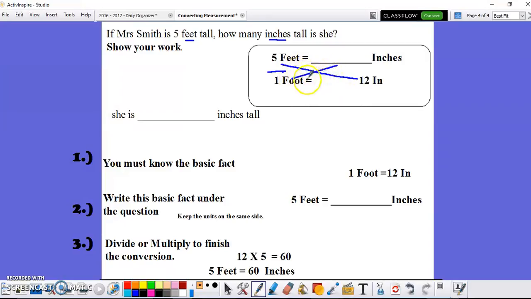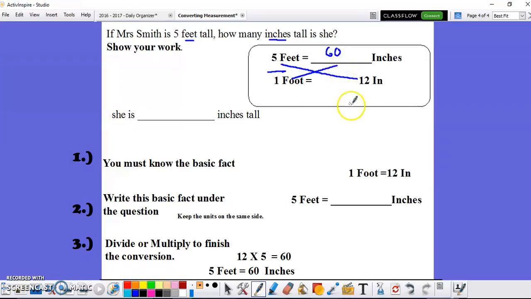That X reminds me of a multiplication symbol. So because I'm connecting my 5 to my 12 and my foot to my inches, it's my multiplication. So as you can see, the main difference here is I'm going to multiply. 12 times 5 will get me my final answer of 60 inches. So Mrs. Smith, who's 5 feet tall, can also be listed as 60 inches.